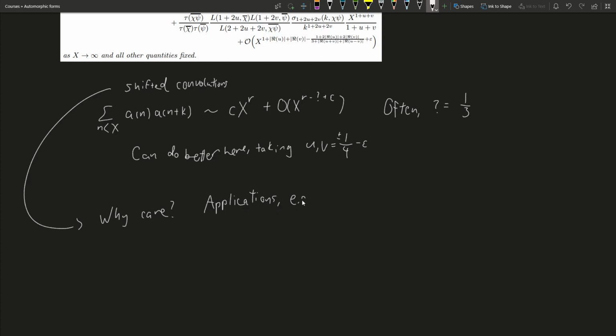And for example, one of the most important applications are subconvexity bounds. So a subconvexity bound is something about the growth of L functions on the critical line. And if you can get a bound, if you can say that it doesn't grow too quickly, then you have a subconvexity bound. And related to this is moments of L functions.